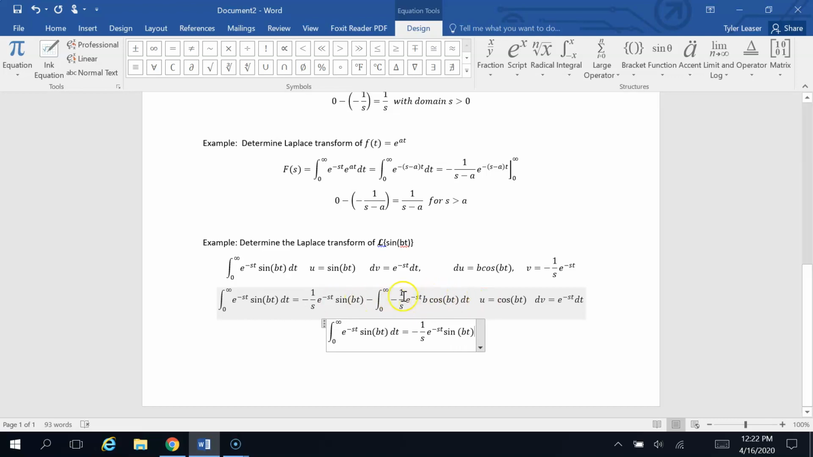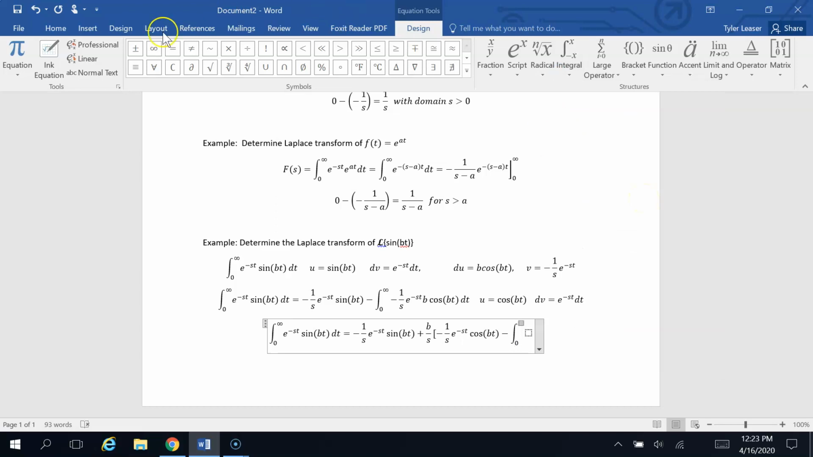Okay, and now this we're going to do the integration by parts, but remember we factored out a b and then the 1 over s, and the negative signs have canceled, so it's a plus b over s that's now in front of this integral. Then we're going to do the integration by parts, which is u times v, which is going to be, remember v is up here, it's the same v that we get from this one, so negative 1 over s, e to the negative st, times u, which is now cosine bt, minus the integral, still from 0 to infinity, of v du.